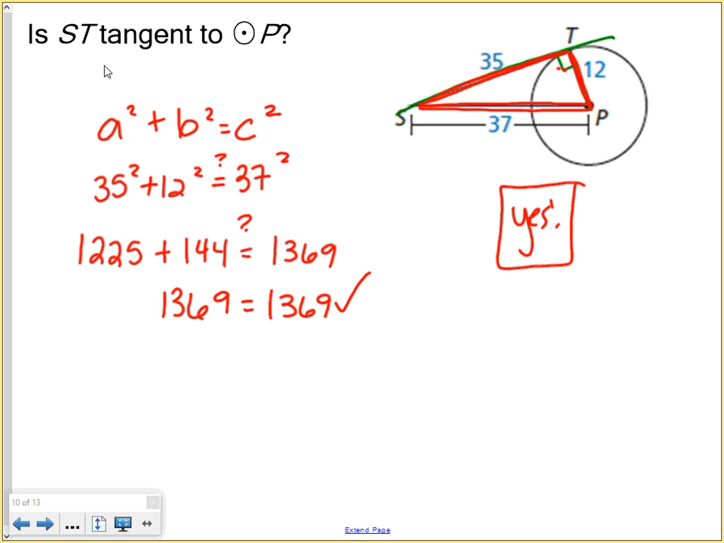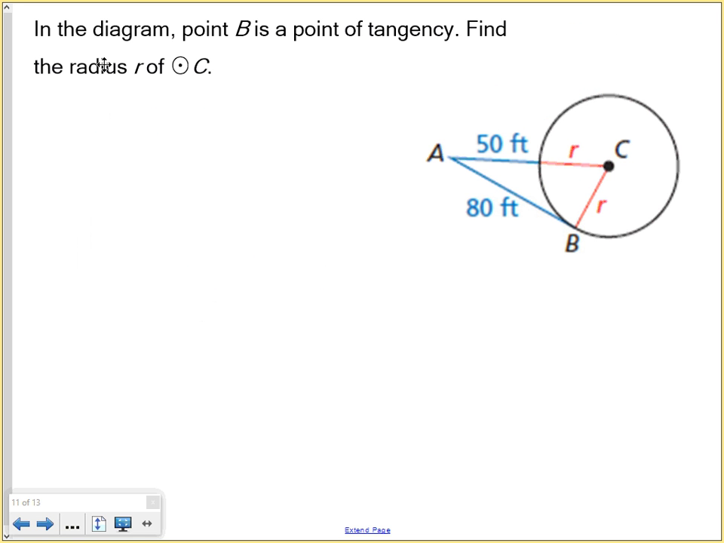Now, this theorem works as an if and only if theorem, so it works two different ways. They can say, is it tangent? Or they can say, it is tangent, now find your radius. So on this one, it says B is a point of tangency. I'm telling you it's tangent, which means it is a right angle. B has to be a right angle. Find R. So again, we have a right triangle here, and we're going to use Pythagorean theorem one more time. But it probably looks a little bit different.